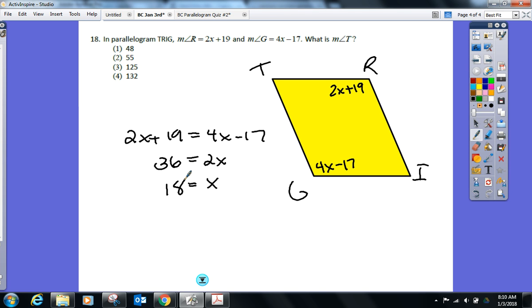Plug it back in. Which one do you want to plug it back in for, R or G? Skylar, it's your problem. Which one do you want to plug it in for, angle R or angle G? Angle G, you got it. So angle G is going to be 18 times 4 minus 17. What do we have for angle G then? 55? Anybody? 55? No calculator needed.